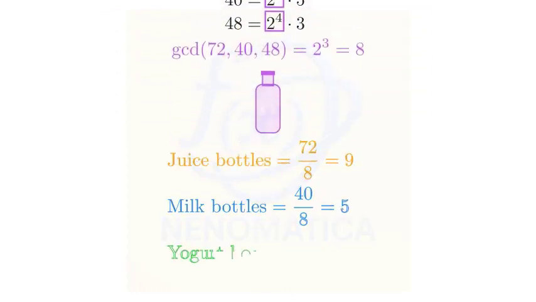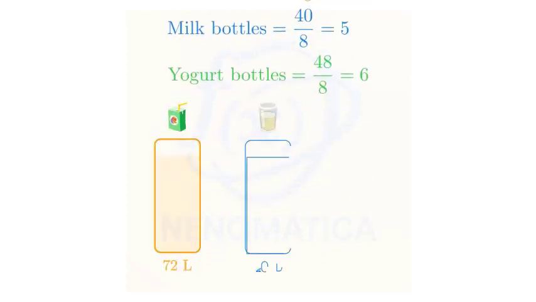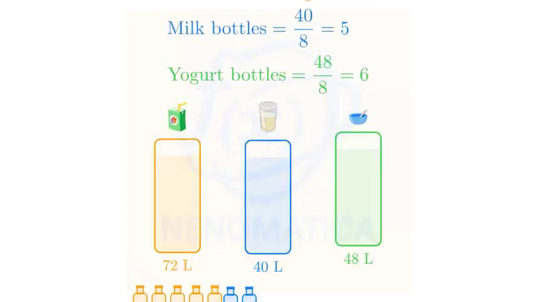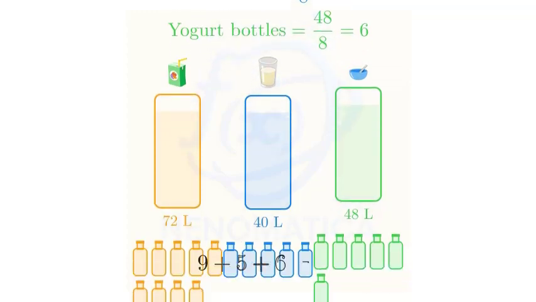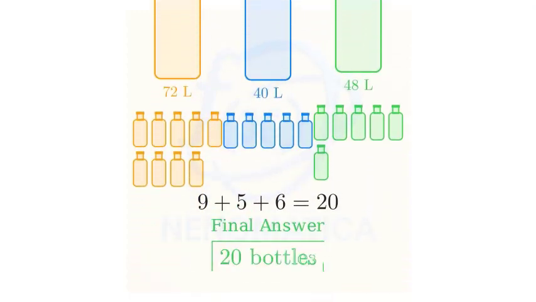For juice, 72 over 8 equals 9 bottles. For milk, 40 over 8 equals 5 bottles. For yogurt, 48 over 8 equals 6 bottles. Let's see what that looks like. 9 bottles for juice, 5 bottles for milk, and 6 bottles for yogurt, all with 8 liters each. Add them up for the total minimum number of bottles. 9 plus 5 plus 6 equals 20 bottles.